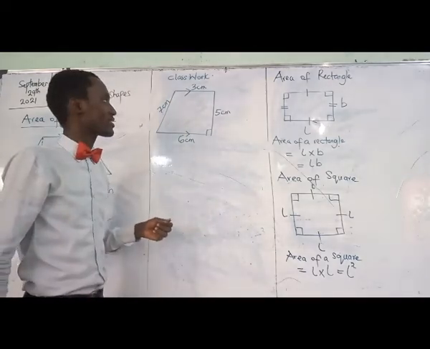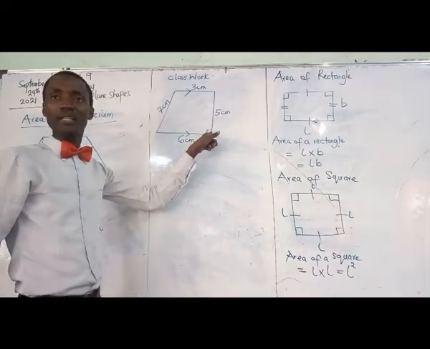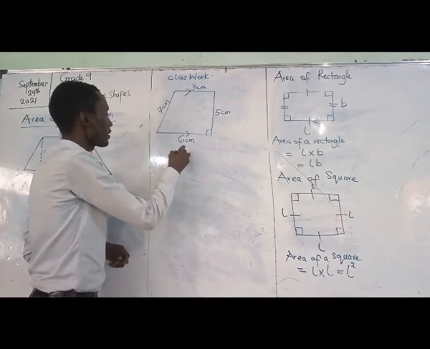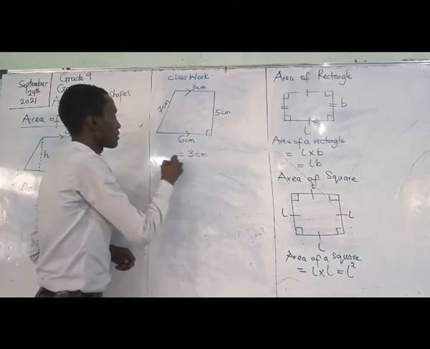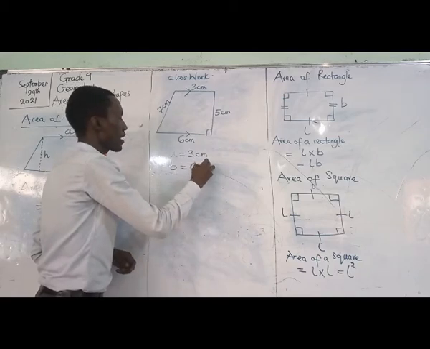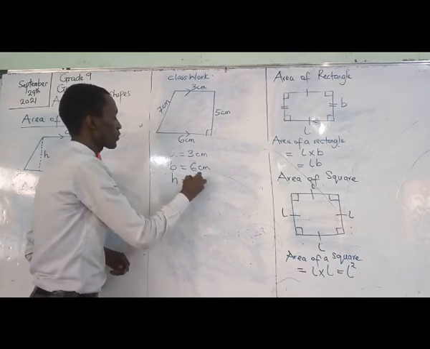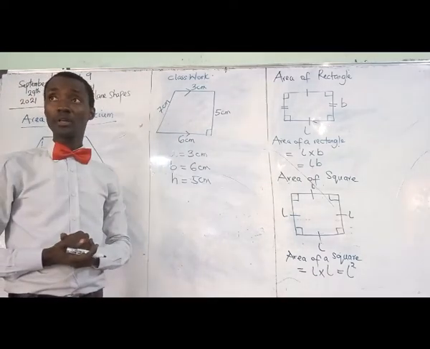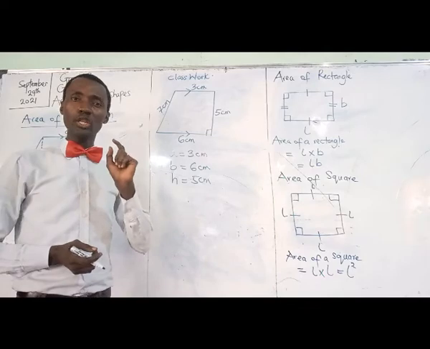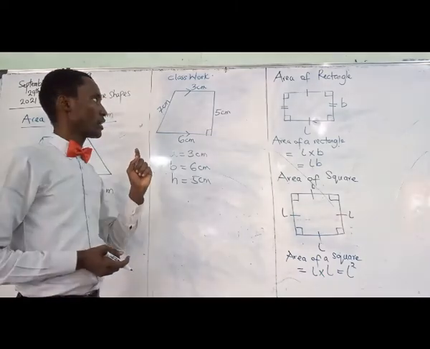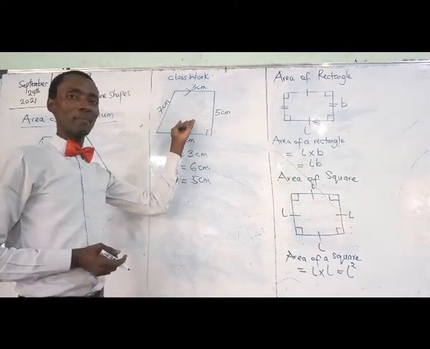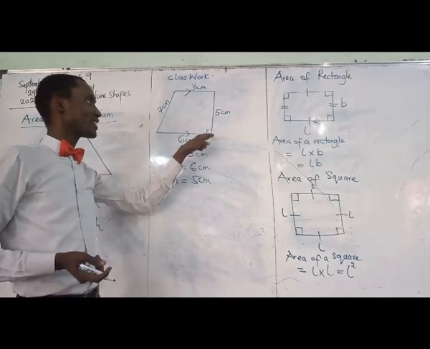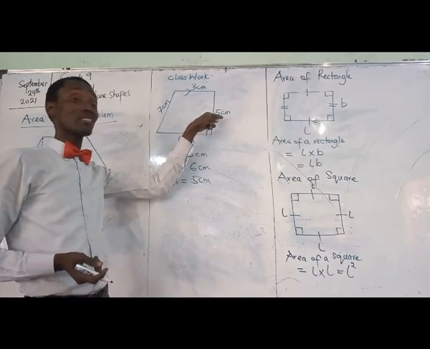So, how do I know that this is the height? Because of this sign, the 90-degree sign. So, it means that A is equal to 3, B is equal to 6 cm, and H is equal to 5 cm, based on the diagram I have on the board. The thing I want you to remember here is this. Sometimes they can give you a question like this in the exam, and you'll be saying, but there's no height. There is height. This one that is 90 degrees to this side is already an indication that this is the height.